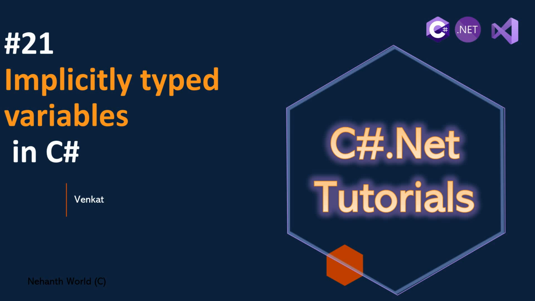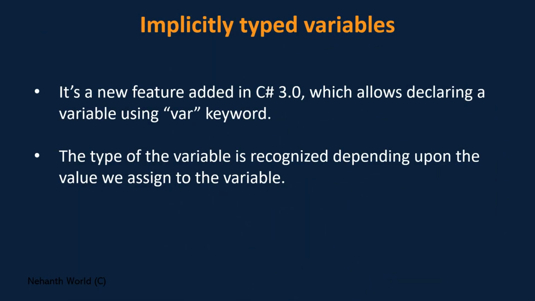I am Venkat, and in this video let us learn about implicitly typed variables in C#. So what are implicitly typed variables? Till now we have seen defining variables with data types like int, string, bool. Like that we have used keywords to define variables. But in implicitly typed variables, we will use var as a keyword to define variables.